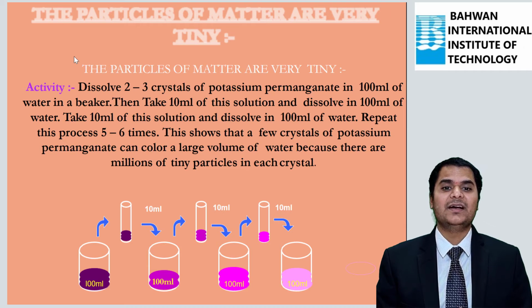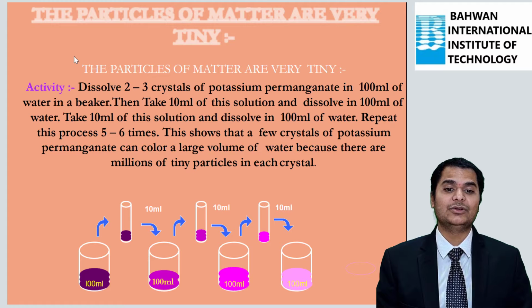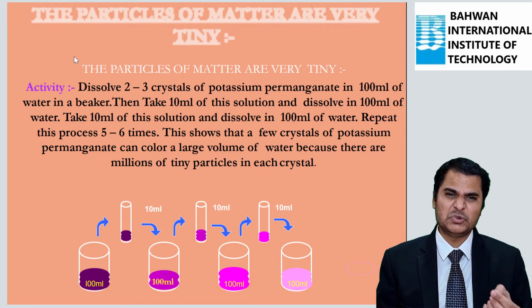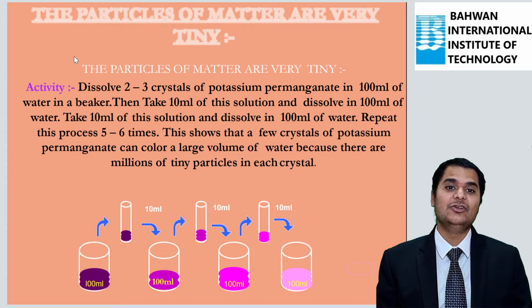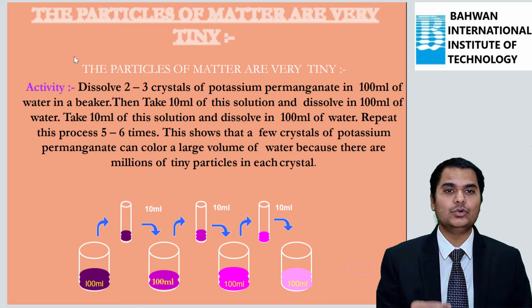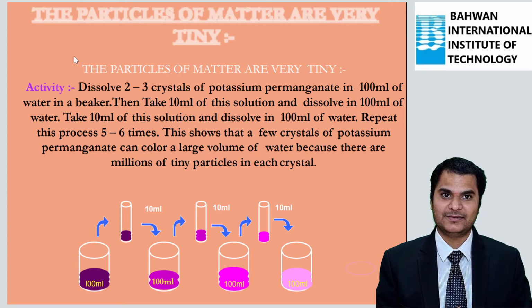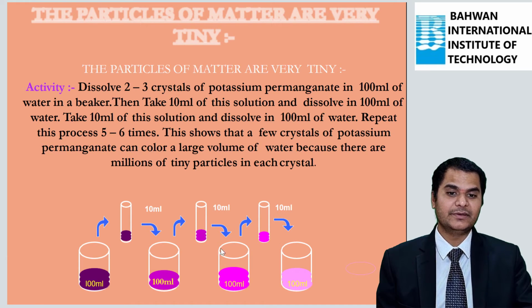That means the particles of matter are very, very tiny, and they are spreading across. Only 2 to 3 crystals were added in 100 ml, and then I diluted so much, and still the color is there, which proves that the particles of matter are very small, very tiny. When I take these 2 to 3 crystals of KMnO4, they have millions of KMnO4 particles, so those particles are getting spread. That's how it is happening here.